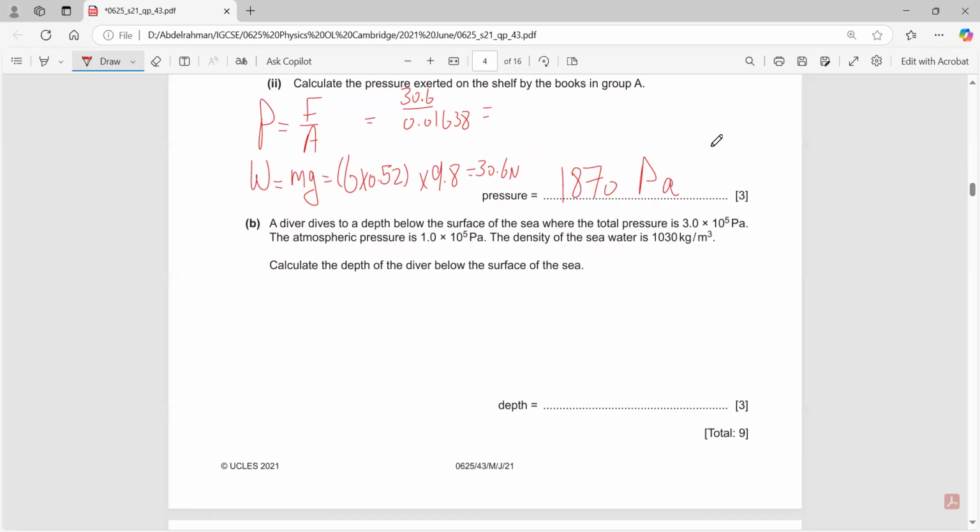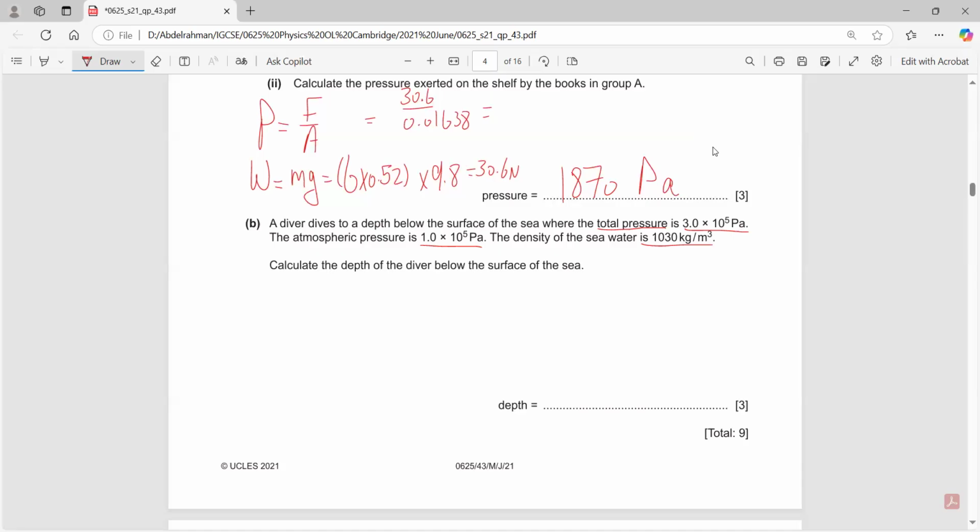A diver dives to a depth below the surface of the seawater where the total pressure is 3 times 10 to the power of 8, which includes the atmospheric pressure, which is 1 times 10 to the power of 5. The density of the seawater is 1030 kilograms per meter cubed. Calculate the depth of the diver below the surface of the sea.